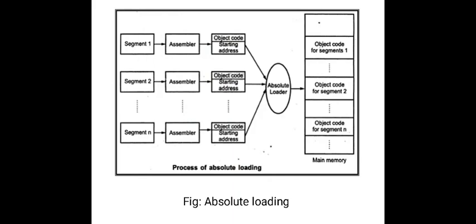In this slide, you can see how the absolute loader is going to work. In the absolute loader, you can have different segments. We have segment number 1, 2, 3 up to n, and for every segment we have an assembler attached, and they will convert them into object code which has a very important primary element, that is the starting address, and they are all connected to the absolute loader. Later this absolute loader is going to generate the object code for each and every segment and relocate it in our main memory. This is how the process of the absolute loader takes place in our system software.